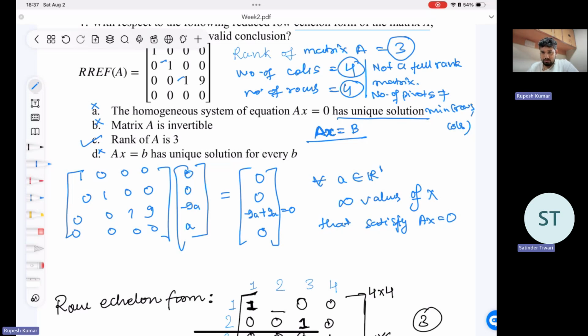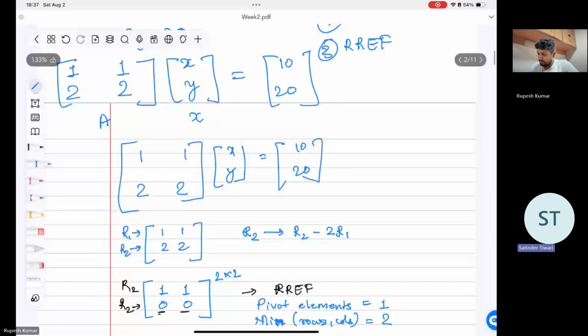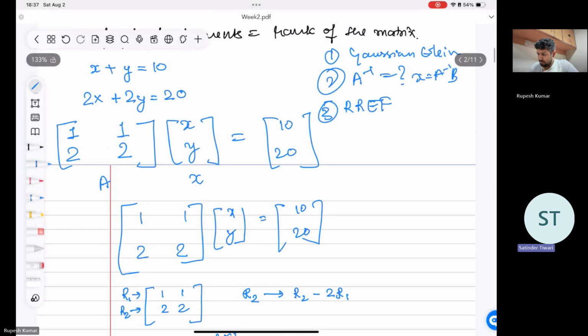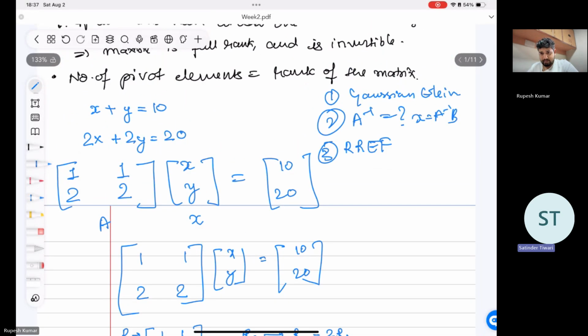Sir, the situation can be no solution also, no? Because you took that example. Suppose x plus y equals 10, and another equation 2x plus 2y equals, suppose, 15. In that situation, we still get the rank less than full. But no, that won't be a homogeneous system of equations, right?